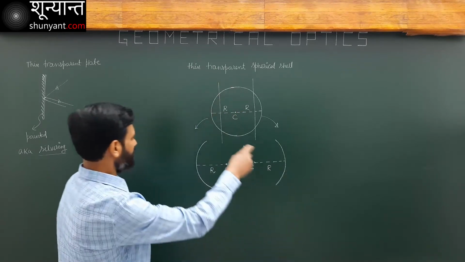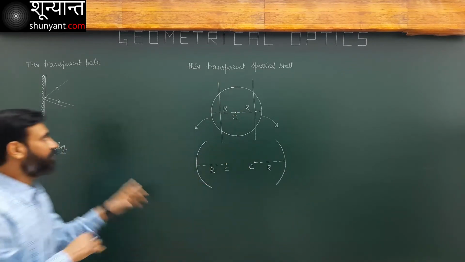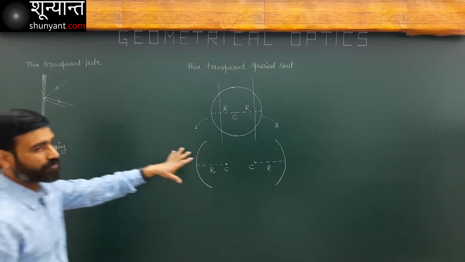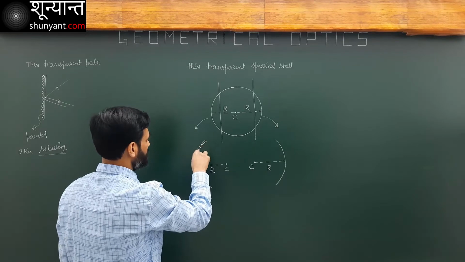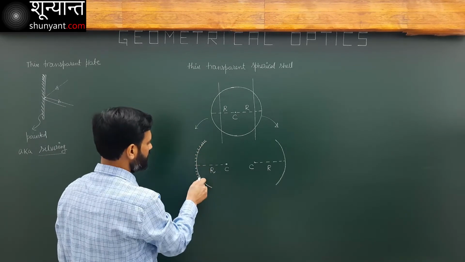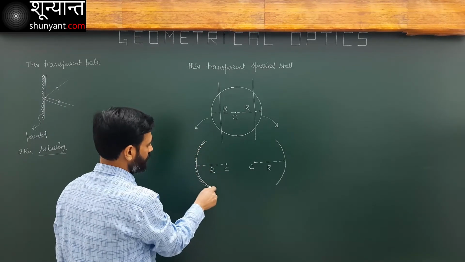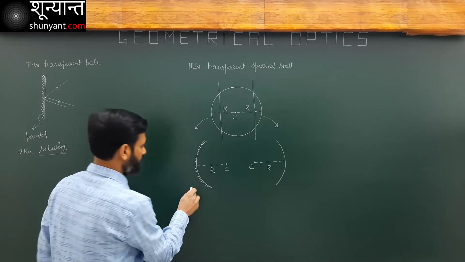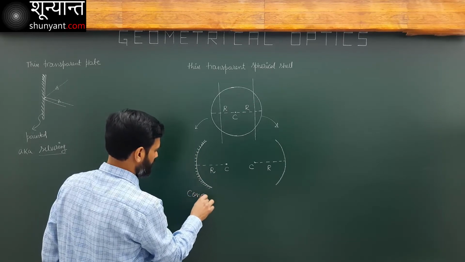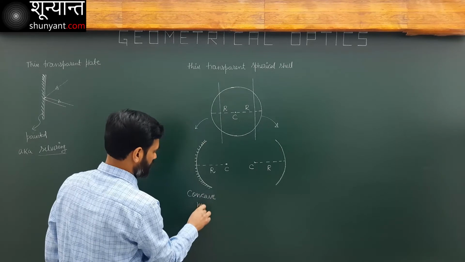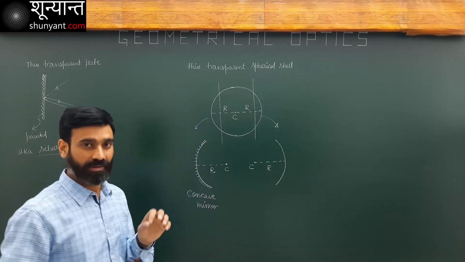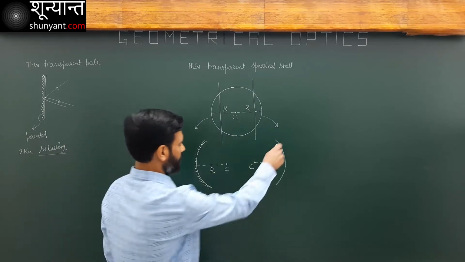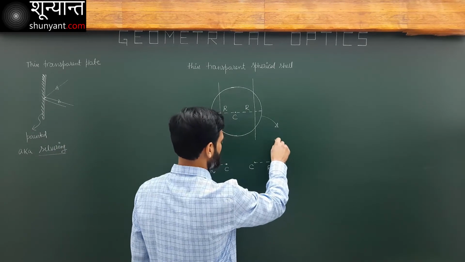And then we paint it. The way I paint it here, here also I paint it. If I paint it from the outside, then the light will be reflected from the inner surface. This kind of mirror is known as a concave mirror. It is a spherical mirror. Concave mirror.